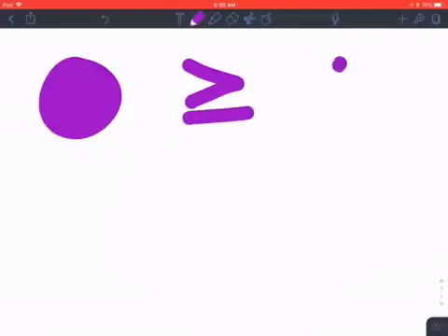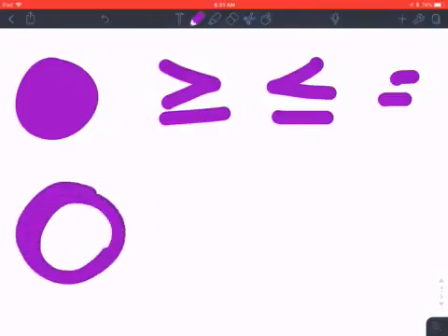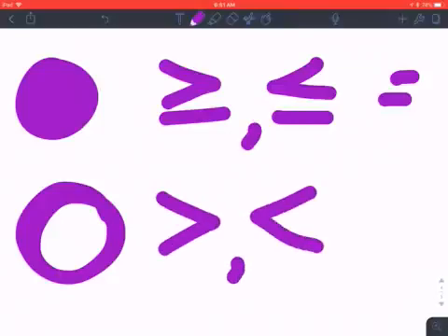So just as a review, if we have a boundary point that is filled in, it's either going to be greater than or equal to, or less than or equal to. If it is an open dot, or an open boundary point, it could either be greater than or less than. Those are our only options.